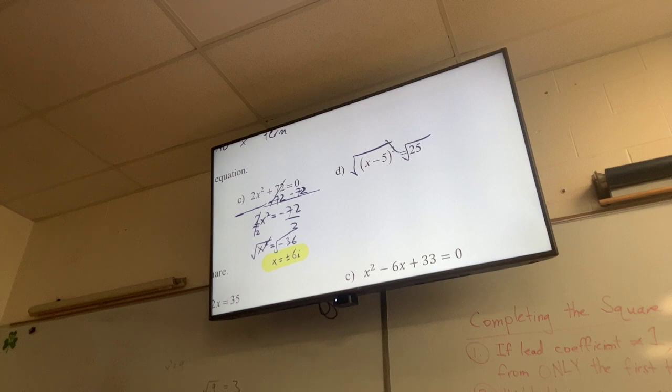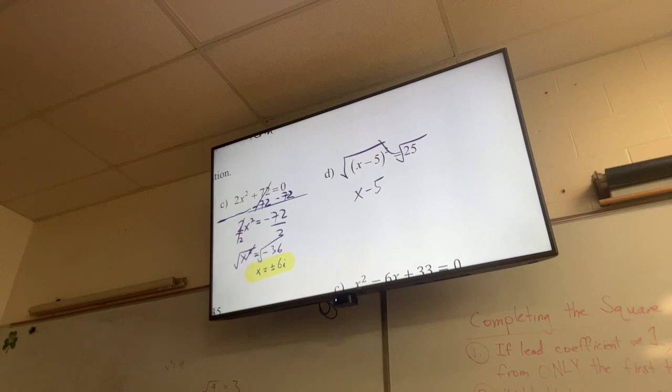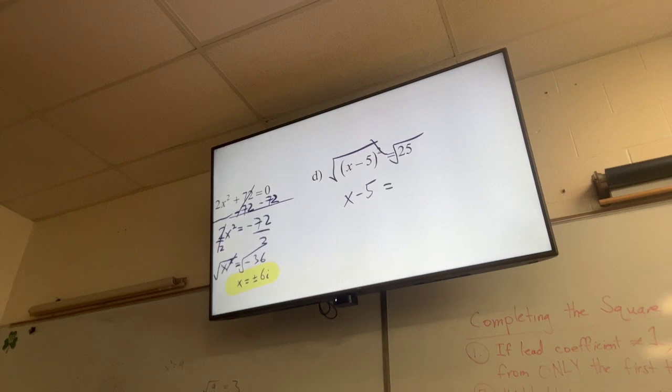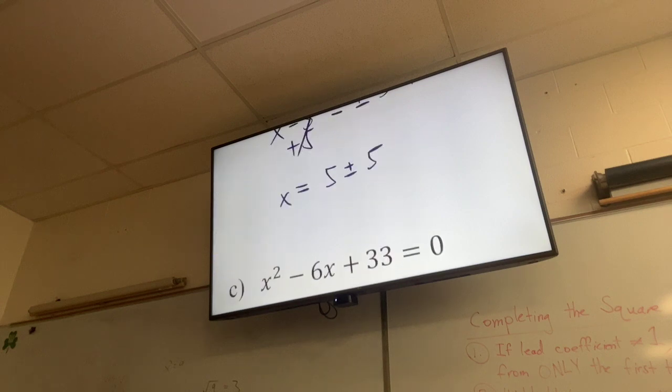What do I have on the left side? x minus 5. Yeah, so the exponent of 2 just goes away. On the right I have plus or minus 5. Oh wait, I'm trying to get x by itself, so I need to add 5 to both sides to get rid of that 5. Do you have to split it up now? Yeah, you have to split it up now. So my answers are going to be 5 plus or minus 5.